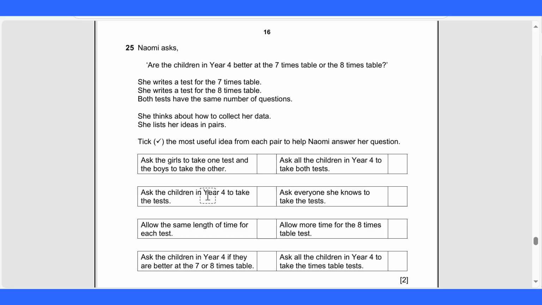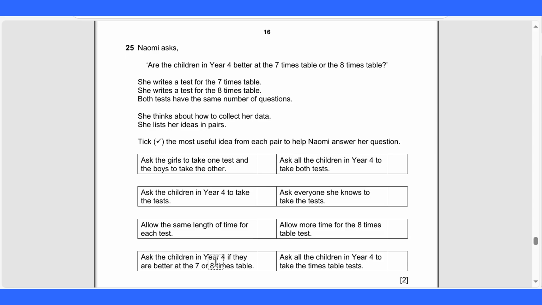Ask the children in year 4 to take the test. Ask everyone she knows to take the test. Is it this or the right one? So allow the same length of time for each test, left, or allow more time for the 8 times table test, or is it this one?